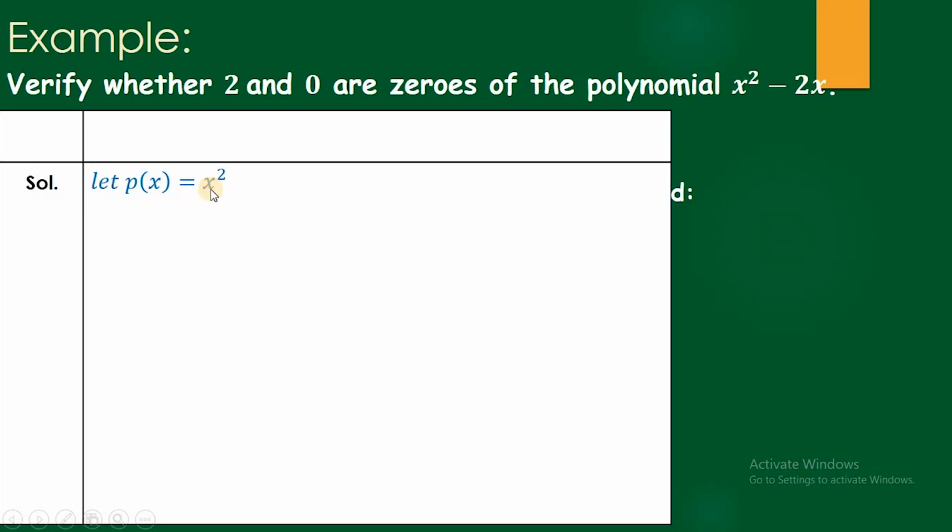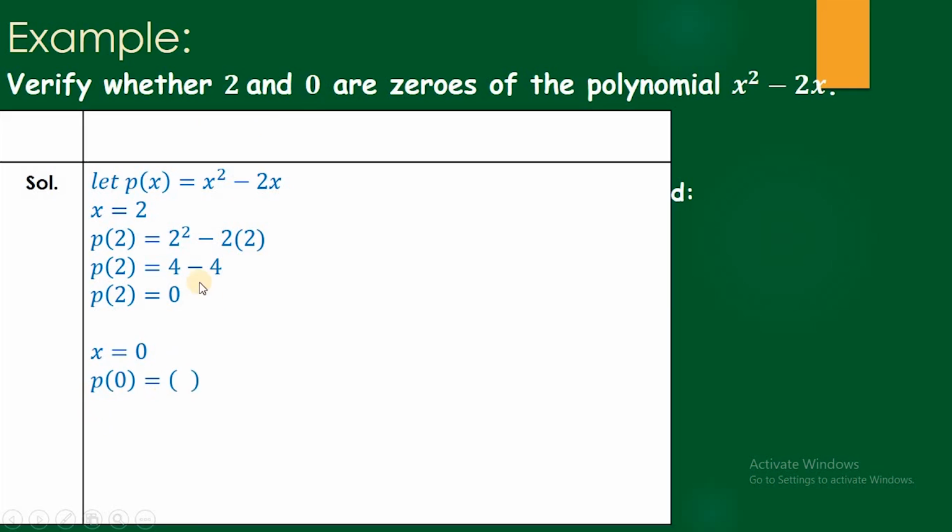Let p of x equal to x square minus 2x, and first we'll put x equal to 2. We'll get p of 2 equal to 2 square minus 2 into 2. P of 2 equal to 2 square is 4, minus 2 twos are 4, and p of 2 equals 0. Let's take another one, that is x equal to 0. P of 0 equal to 0 square minus 2 into 0, and p of 0 equal to 0 square is 0, minus 2 into 0 is again 0.